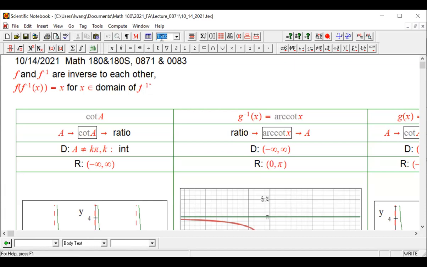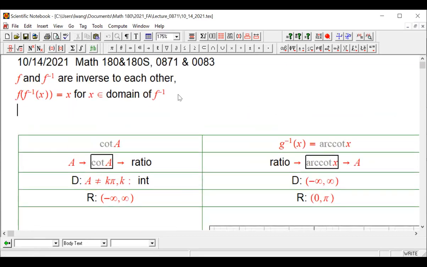Okay, so I need to make it larger. Otherwise, you don't see the negative sign. Is that better? Okay, so once again, we've done this many times, right? So the next one is F inverse of F of X is equal to X for X in the domain of F. Right? So that property still applies here. It's eternal. It's for eternity, right?